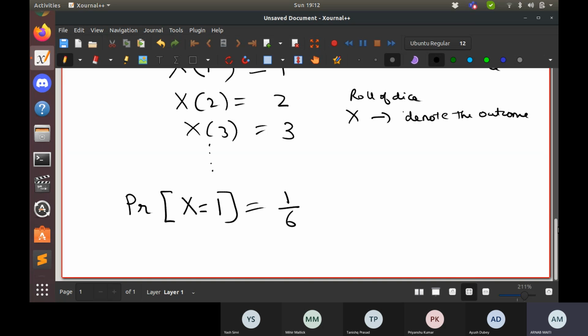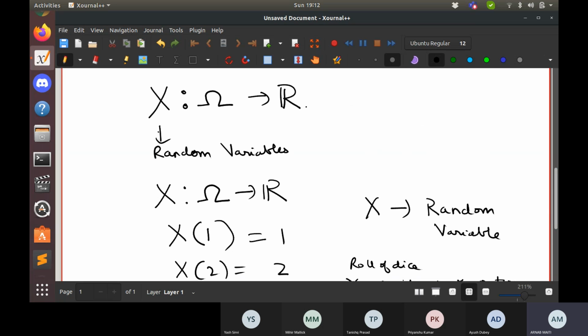So random variables, just for a recap, is a function from your sample space to the real numbers. That's your random variable. Is the random variable part clear? Does everyone get what a random variable is?